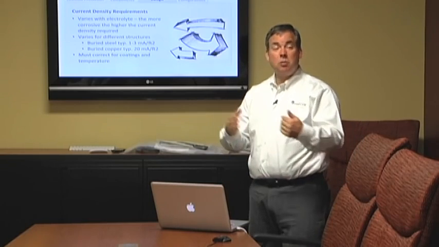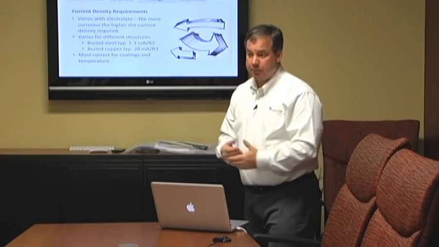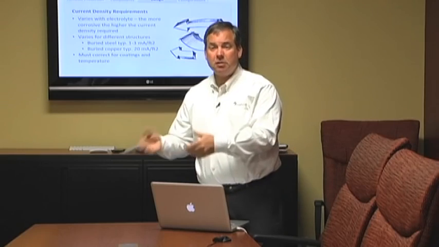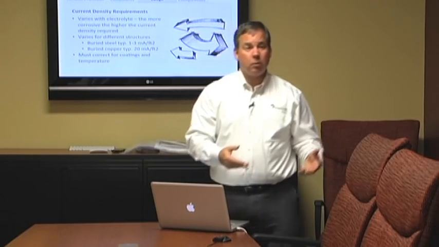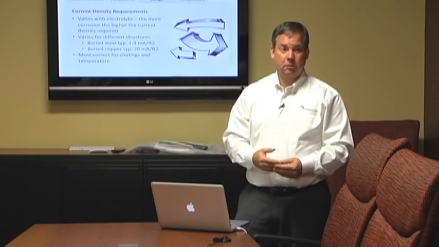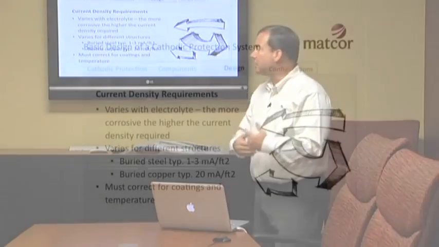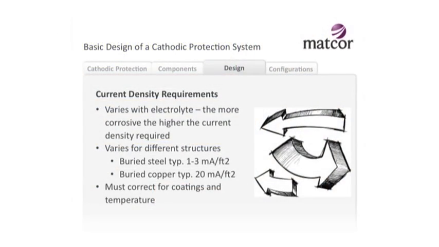If you've got steel in seawater, it might be 10 milliamps per square foot. If it's steel in seawater that's really warm, you might want to go more than that. Okay, so we come up with these guidelines. So it varies depending on the structure. It varies depending on the type of metal you're protecting.